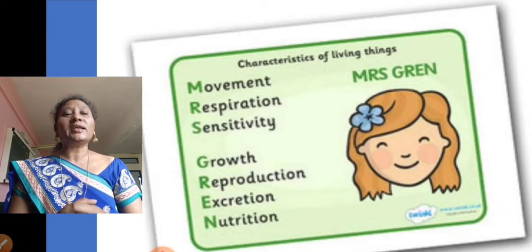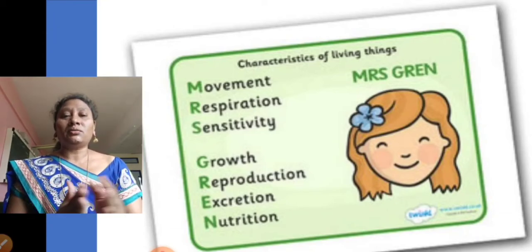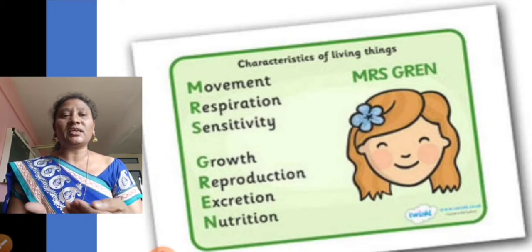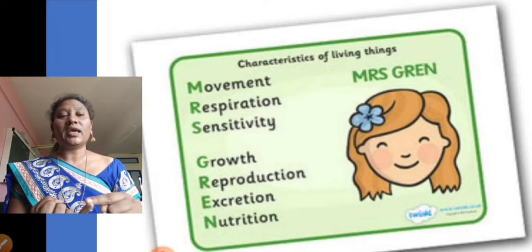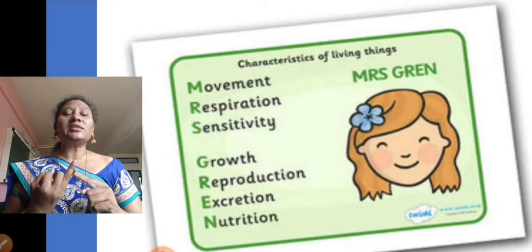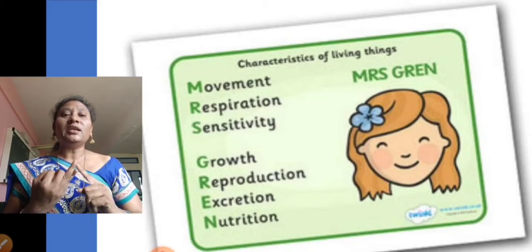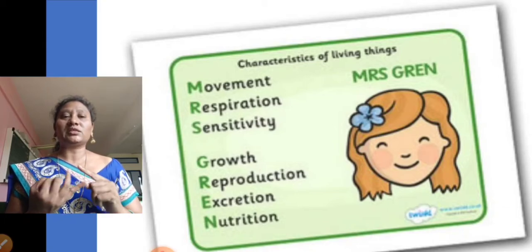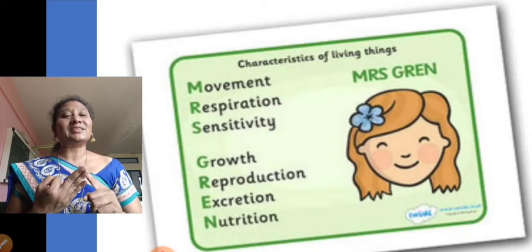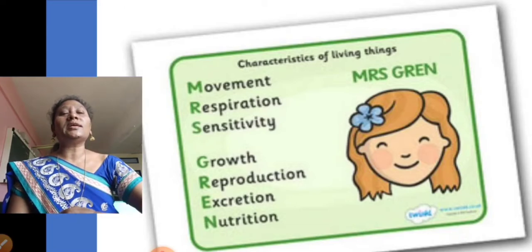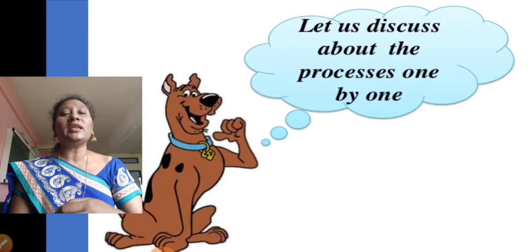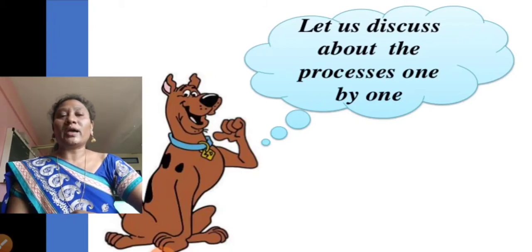So let us see the characteristics of living things. Some characteristics we already discussed, but again we'll see. That is movement, respiration, sensitivity, growth, reproduction, excretion and nutrition. All these activities can be seen only in living things. We cannot see them in non-living things. These are the characteristics which can be seen only in living organisms. So let us discuss the processes one by one.